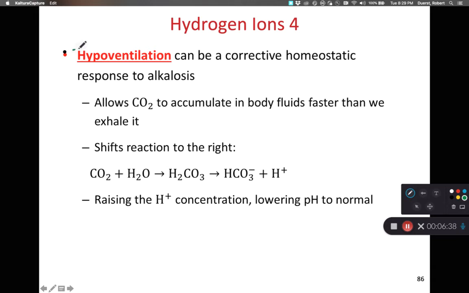If we are not breathing enough, we have hypoventilation. That could be something we use to correct alkalosis. So if our blood is too alkaline, we need to add more carbon dioxide into the blood so that we can make more acid to make the blood more acidic to correct the alkaline nature of the blood. So we will build up and accumulate carbon dioxide, and as we have more and more carbon dioxide, we produce more carbonic acid, and more carbonic acid results in more hydrogen ions in the bloodstream, ultimately lowering blood pH and restoring homeostasis.